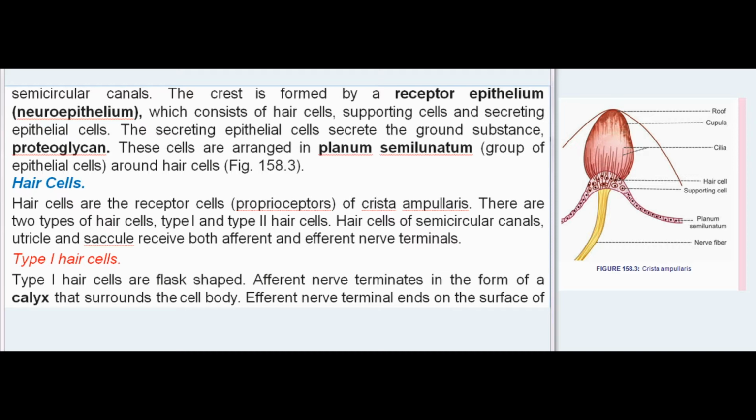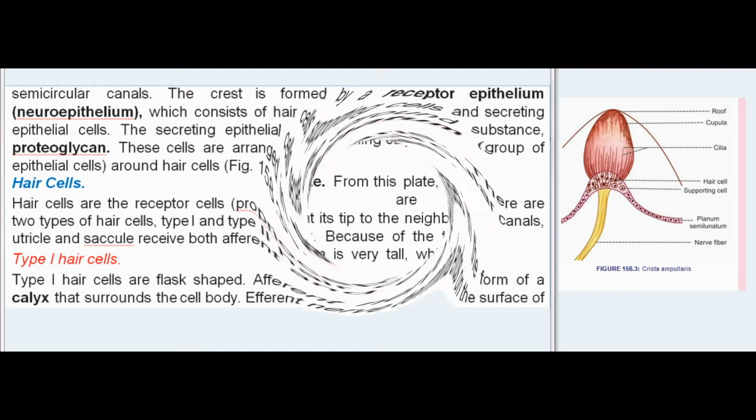There are two types of hair cells, type I and type II hair cells. Hair cells of semicircular canals, utricle and saccule receive both afferent and efferent nerve terminals. Type I hair cells are flask-shaped. Afferent nerve terminates in the form of a calyx that surrounds the cell body. Efferent nerve terminal ends on the surface of calyx.